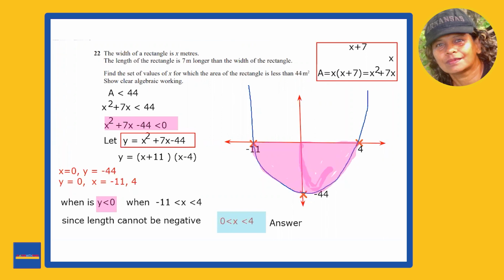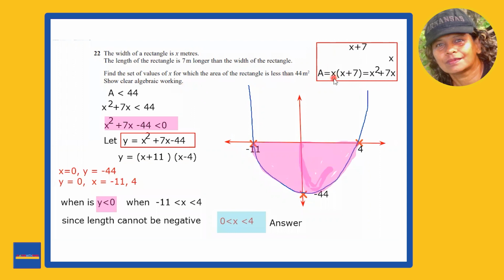Here they say the width of a rectangle is x meters. As you can see, I have drawn the rectangle here and written the width as x. The length is 7 meters longer than the width, so that would be x plus 7. Then they say find the set of values for which the area is less than 44.